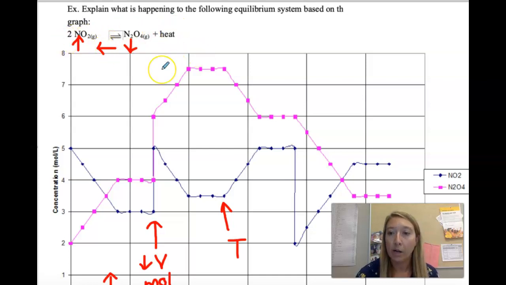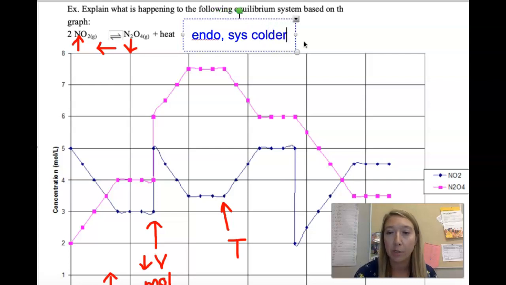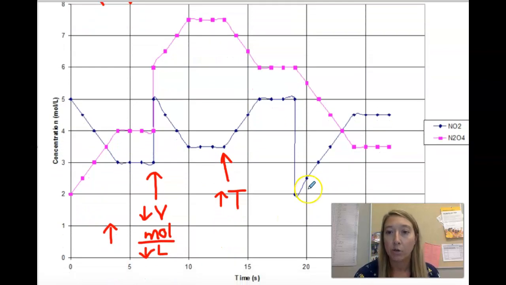Looking at this, we now have to figure out if the system went in the endothermic or exothermic direction. Because heat is over here on the product side, we know that the forward reaction was exo. So this system just went in the endothermic direction. If it went in the endothermic direction, the system just got colder. So it decreased the temperature, which means we did the opposite and we increased the temperature. Those are the ones that require quite a bit of work as the temperature changes. Volume change is pretty straightforward, and so is concentration change.